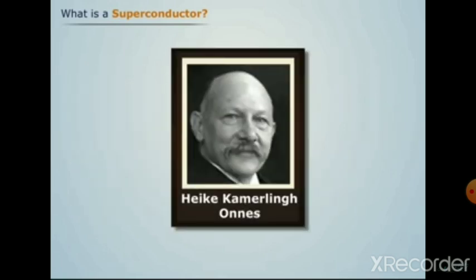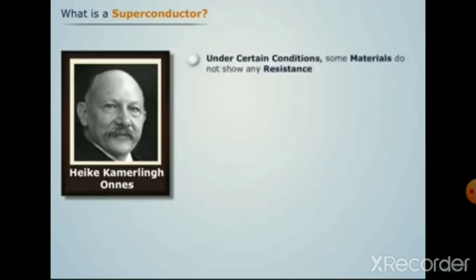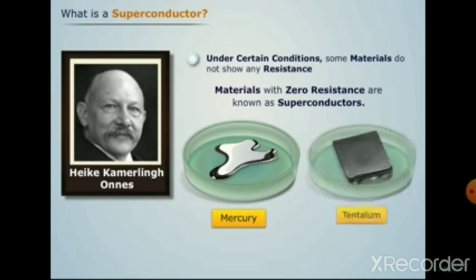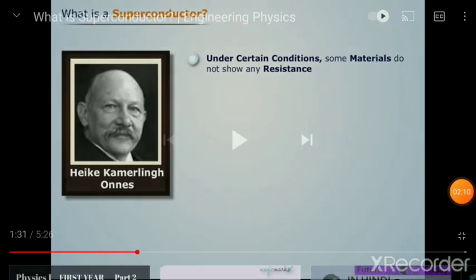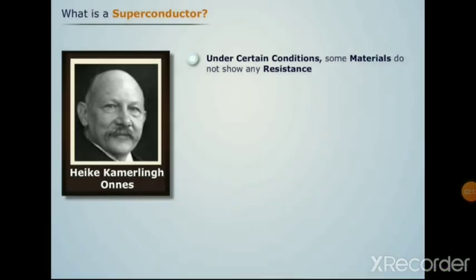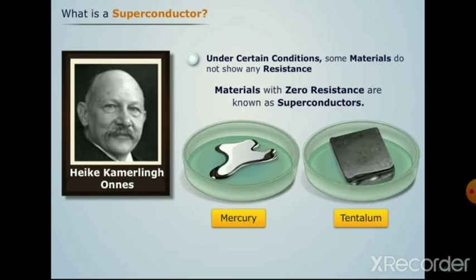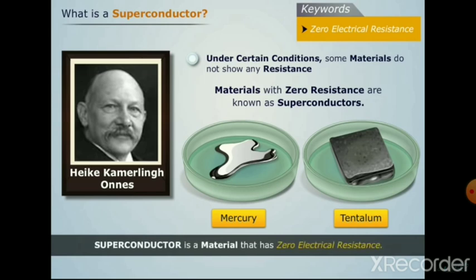In 1911, Dutch physicist Heike Kamerlingh Onnes discovered that under certain conditions, some materials do not show any resistance. Such materials with zero resistance are known as superconductors. Thus, we can say that a superconductor is a material that has zero electrical resistance.